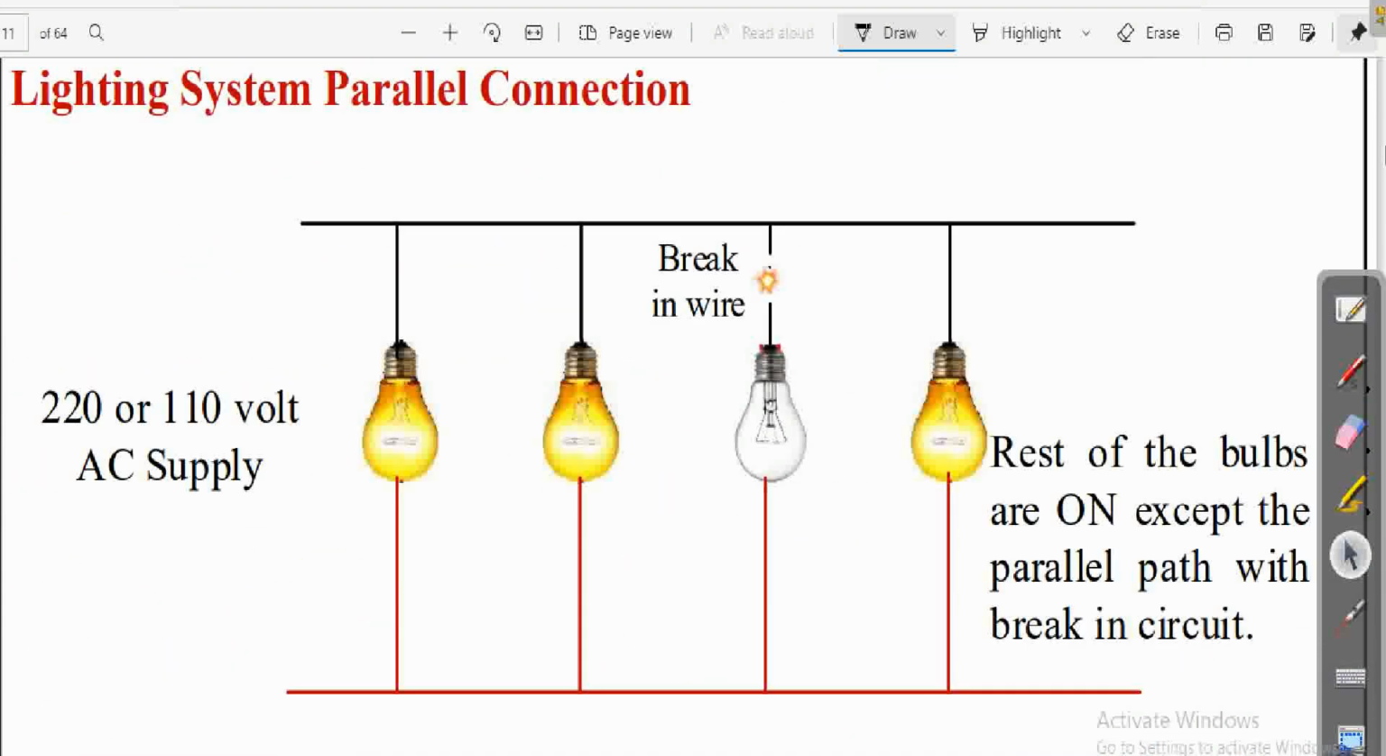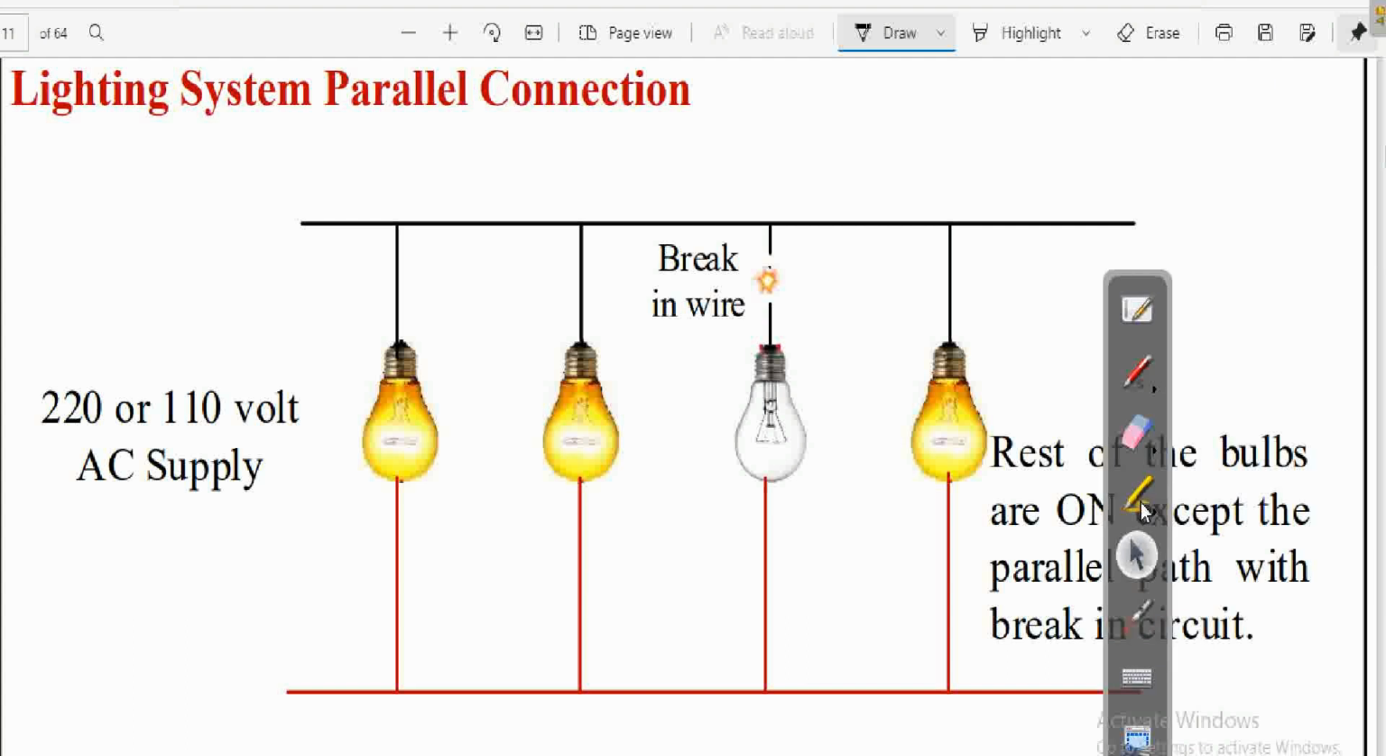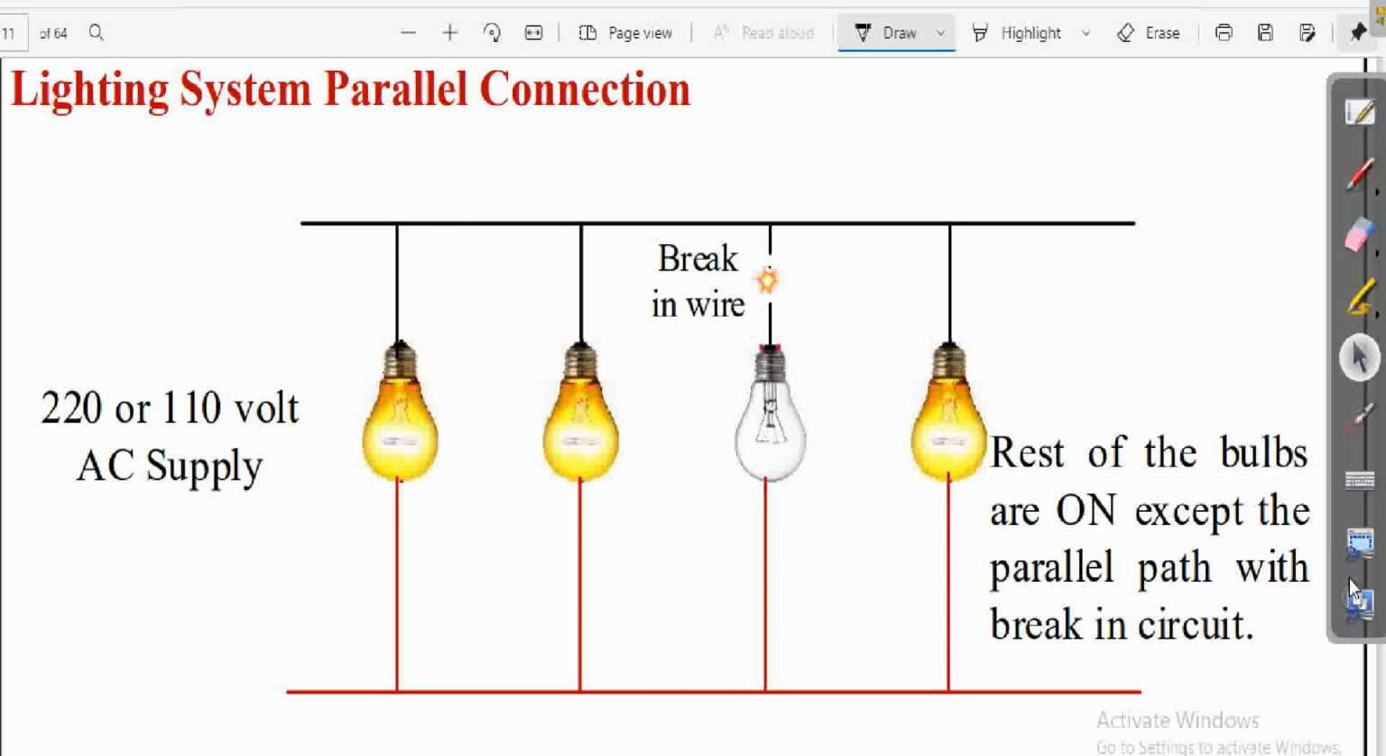So let us see this one. Let us consider that here you have a lighting system. In this lighting system, the bulbs are connected in parallel. Here the bulbs are connected in parallel.